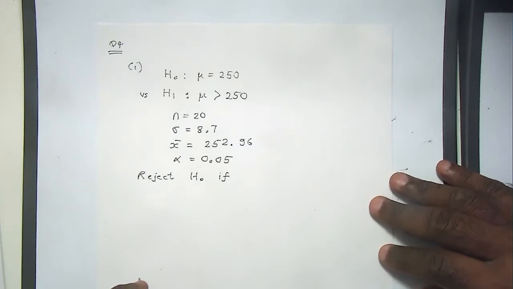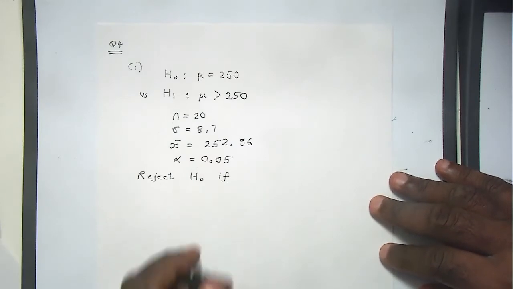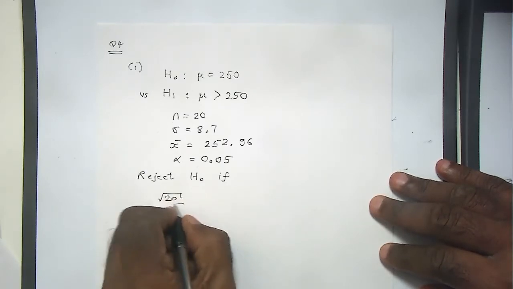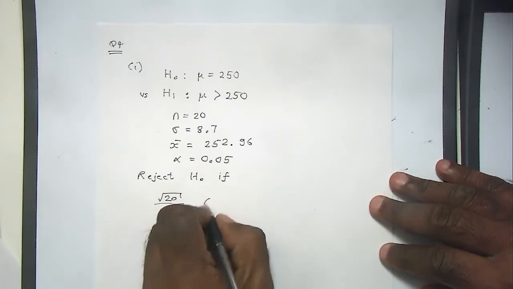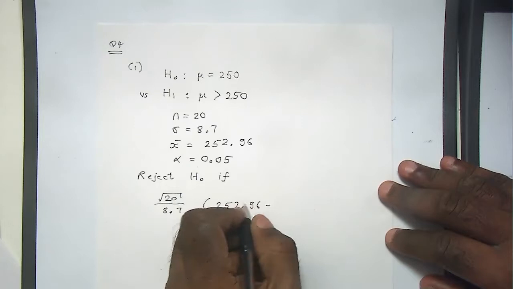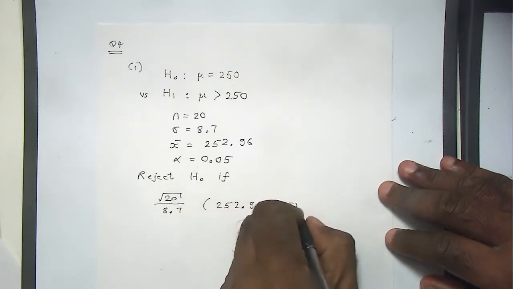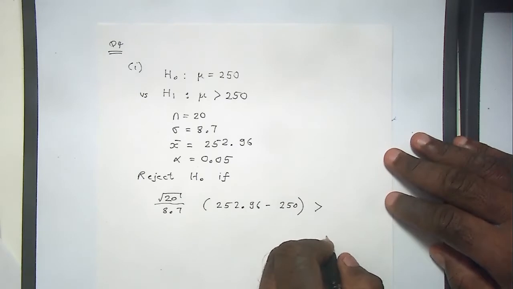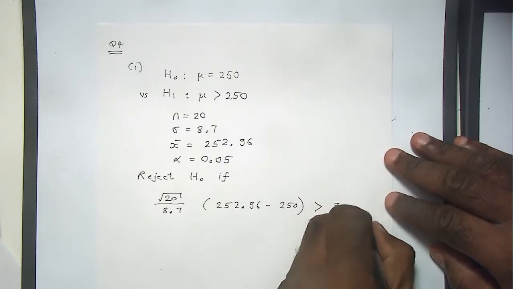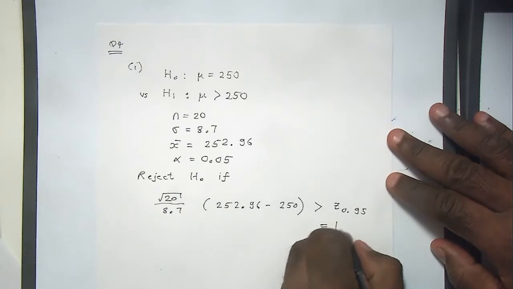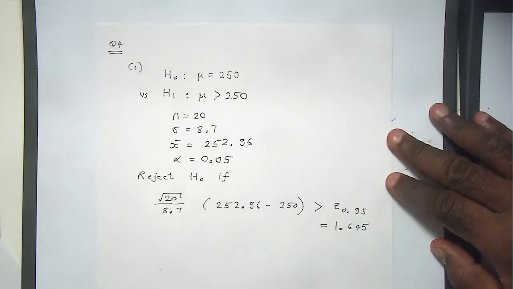So what's the rule here? If you look at the formula sheet, the rule for rejecting is root of n, which is root of 20, divided by sigma, which is 8.7, times x bar, which is 252.96, minus mu 0, which is 250, is greater than z 1 minus alpha, which is z 0.95, which as you know is 1.645.